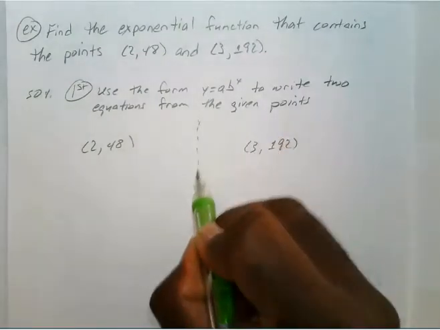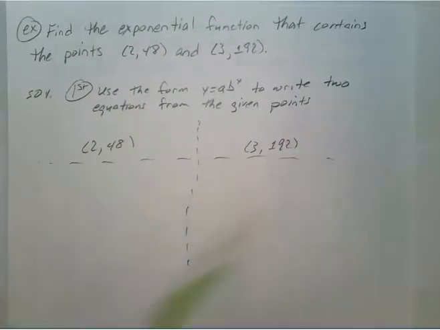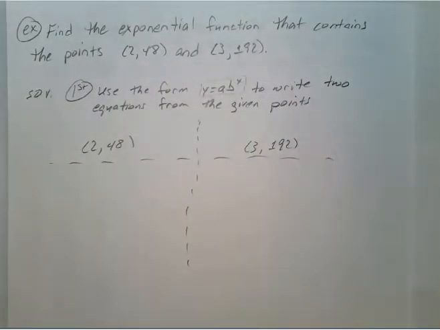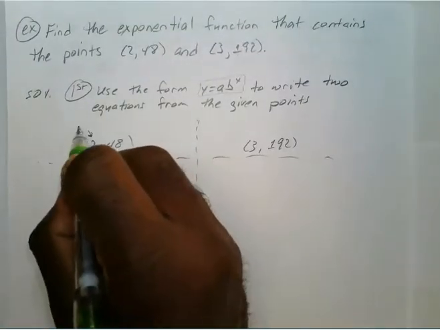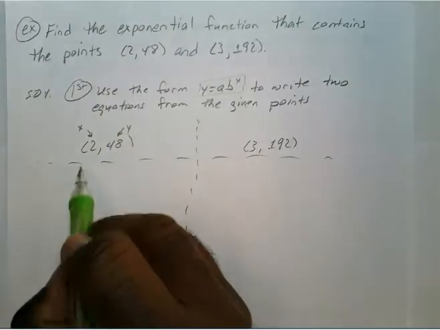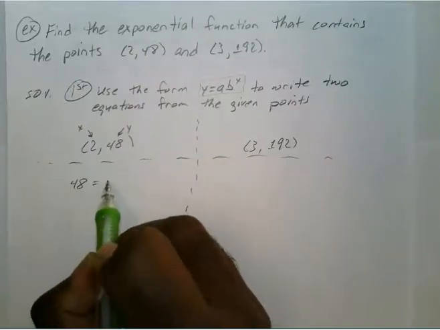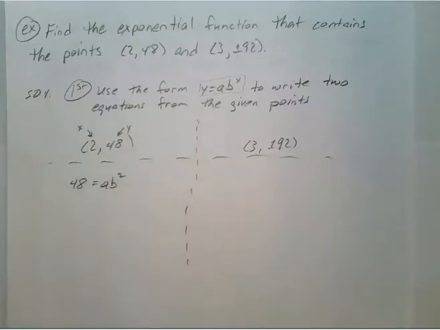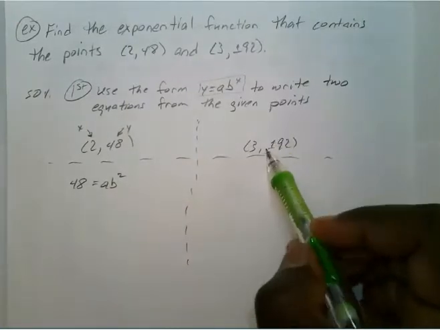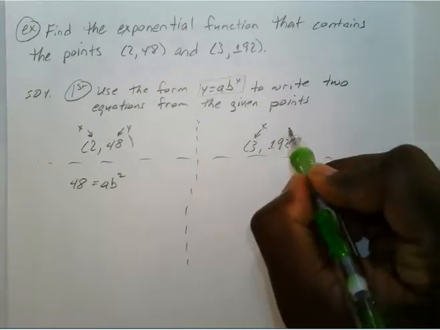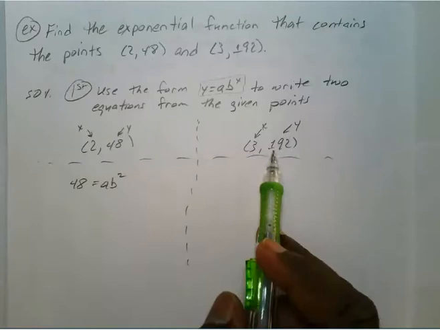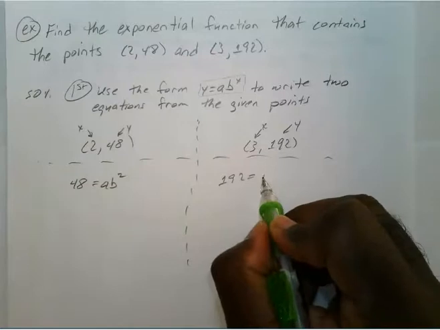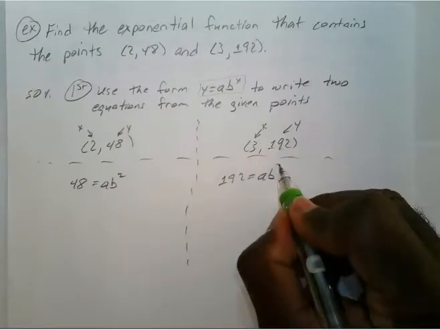We're going to draw just a little line down the middle. Okay, so here we're going to use this for both sides. Remember, this is your x and this is your y. So we're going to have 48 equals a times b squared. And for this one, remember, this is your x and this is your y. So we're going to do the same thing, replace x and y. So we have 192 equals a times b to the third power.